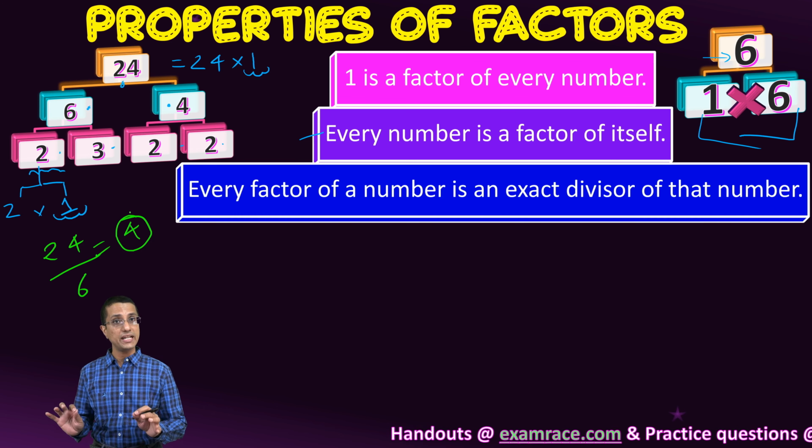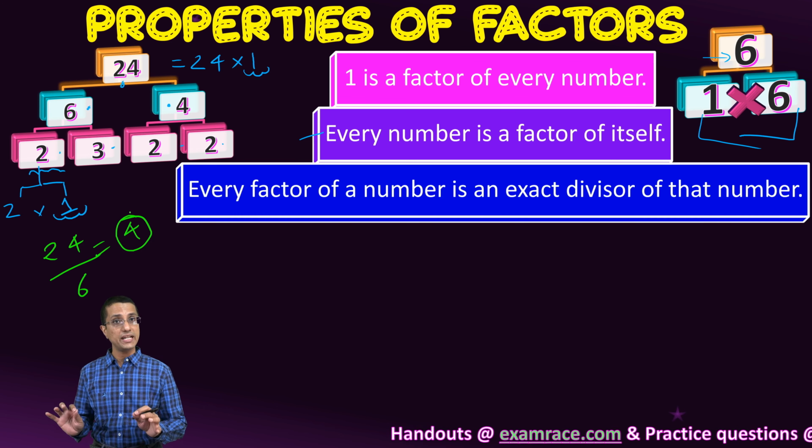Similarly, 1 would always divide any of the numbers, right? So for example, if I divide 24 by 1, I get an even division, and my quotient in this case is 24 itself.